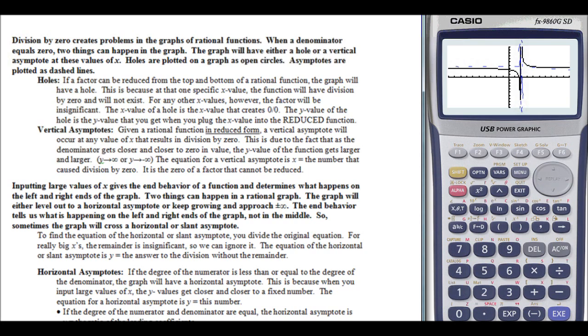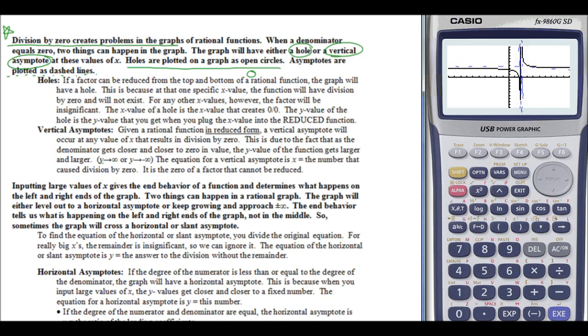For starters, we had the bottom of the function. It says division by 0 creates problems in the graph of a rational function. When a denominator equals zero, two things can happen in the graph. The graph can have either a hole or a vertical asymptote at these values of x. Holes are plotted on the graph as open circles, so they're just going to look like little circles with nothing inside. Asymptotes are plotted as dashed lines. So an asymptote, we've already been doing them, will be plotted as a dashed line.